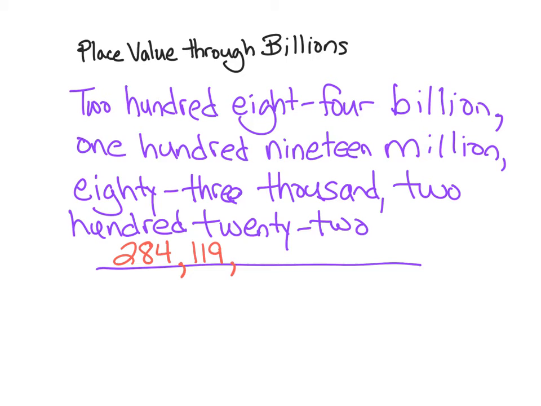The next one says 83,000. Well, again, in order to make it say 83 in the thousands period, there has to be 3 digits. So we have to write 0, 8, 3. And finally, the last part says 222, which is just 2, 2, 2. That makes this number 284,119,083,222.